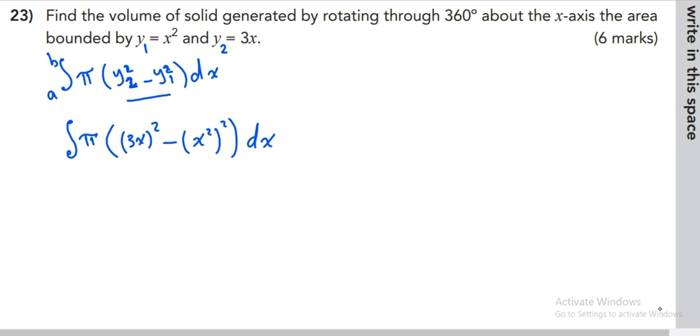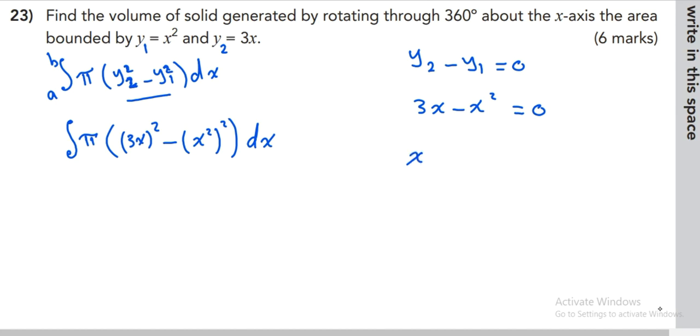Here the problem is, what are the values of a and b, the bounds of integration? Sometimes the bounds of integration are given in the question, so we write them directly. If one of them or both of them are not given, we have to find them by subtracting the two functions from each other. So y2 minus y1 equal 0. y2 equal 3x, y1 equal x to the power of 2, equal 0. By solving this equation, we'll find values of x which represent the bounds of integration.